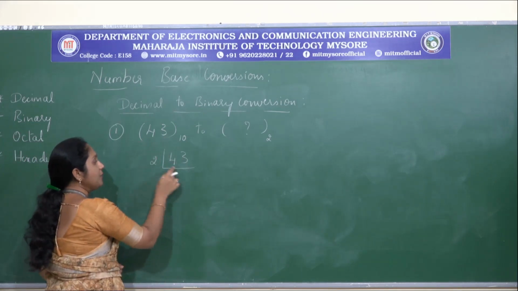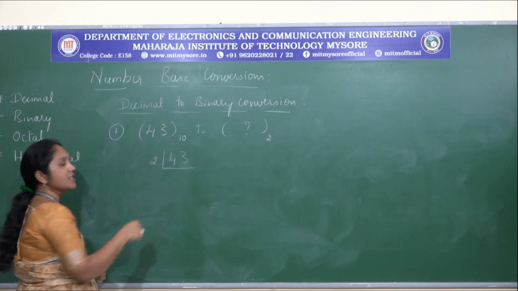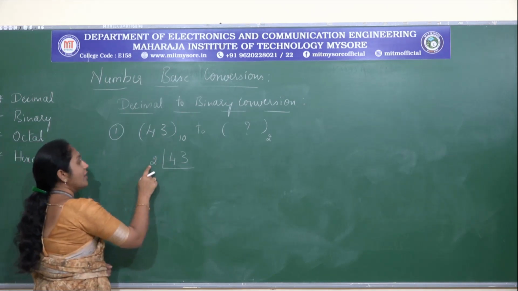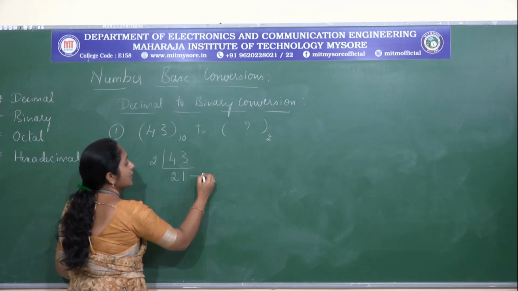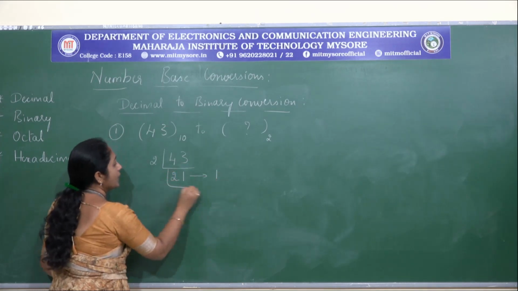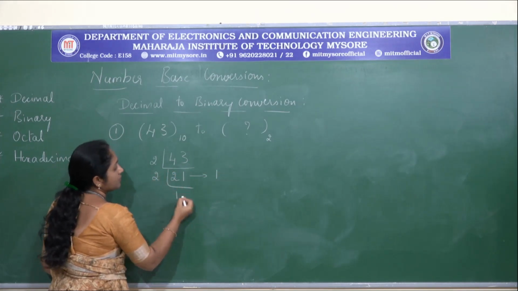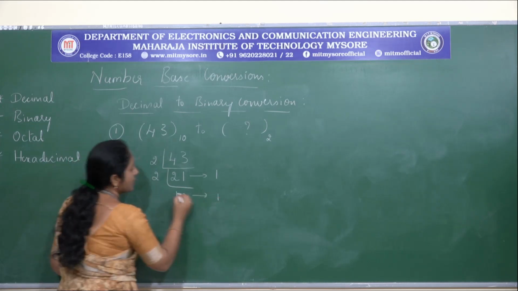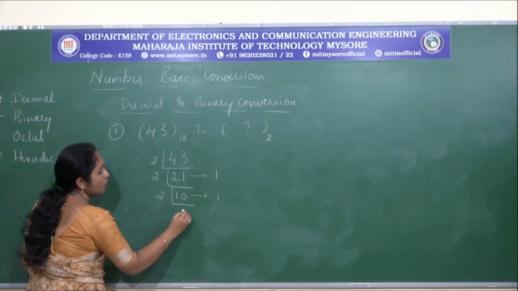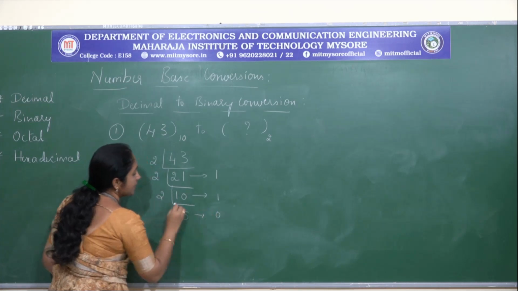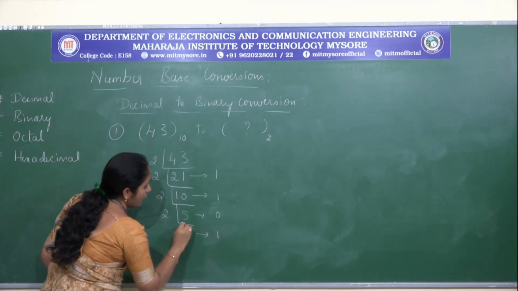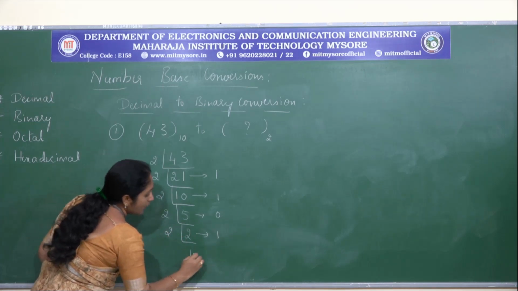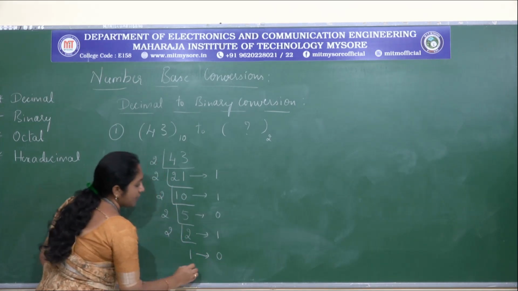So we have 43. Let us consider the successive division of 43. When we divide 43, 2 21s are 42, remainder is 1. Next again, 2 10s are 20, remainder is 1. 2 5s are 10, remainder is 0. 2 2s are 4, remainder is 1. 2 1s are 2, remainder is 0.